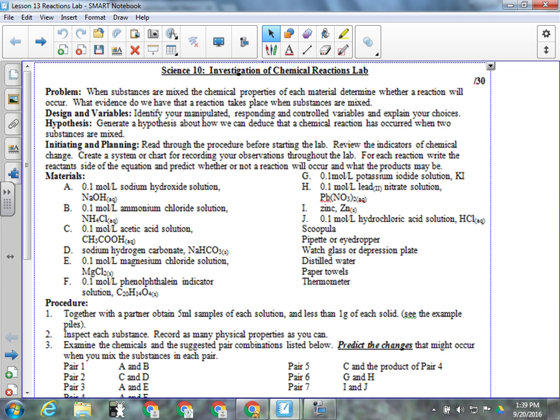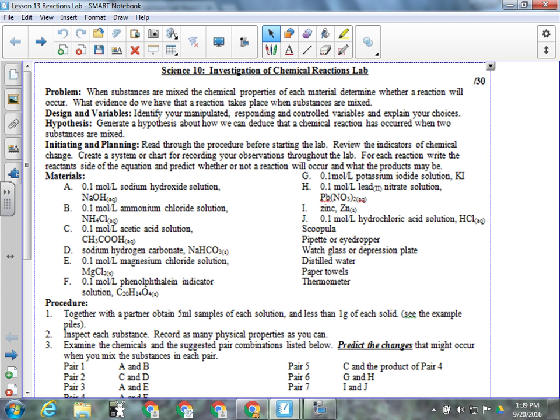So the problem is when substances are mixed, the chemical properties of each material determine whether or not a reaction will occur. Okay? What evidence do we have that a reaction takes place when substances are mixed? We talked about the signs of a chemical reaction last Wednesday. Right? When we talked about chemical reactions, we said, what are the signs of a chemical change? And we went over those. You guys know what they are. It's a review from junior high.